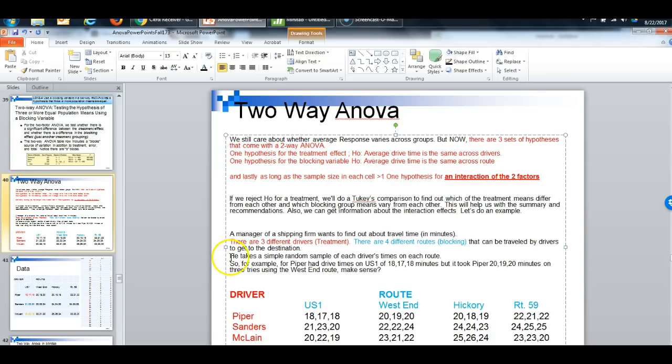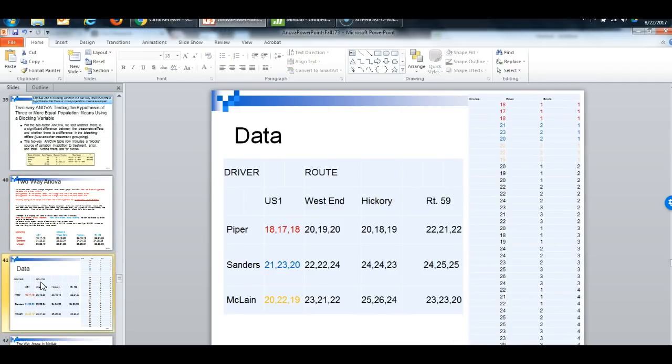All right, so this guy, the researcher, takes a simple random sample of each drive times. So for example, Piper had drive times like this, this, and this. Now, this is a little different, the way that we have to construct the data in order to put it into Minitab. Because in this case, we do need all the data in 3 different columns. We can't just put it in by columns like we did when we were using the TwoWayAnova. We're going to have to put it in a very specific manner.